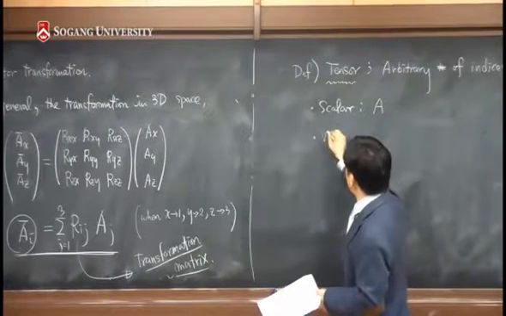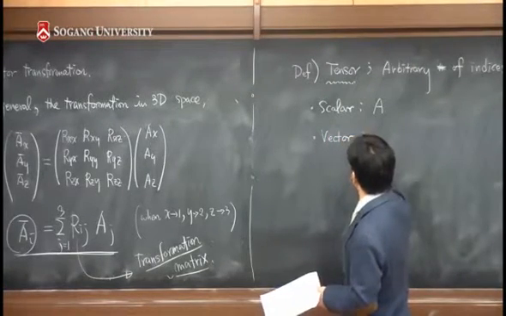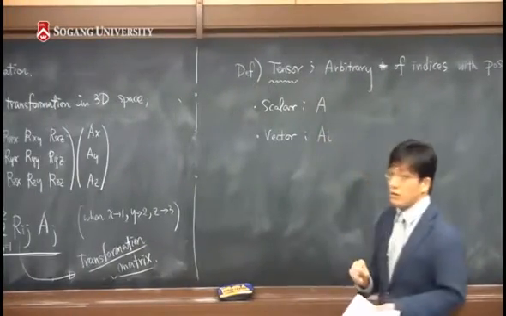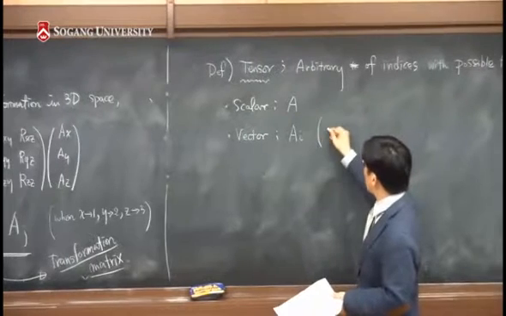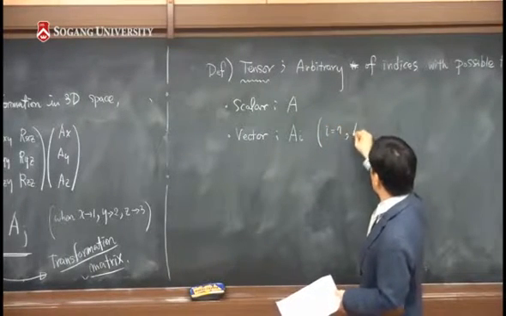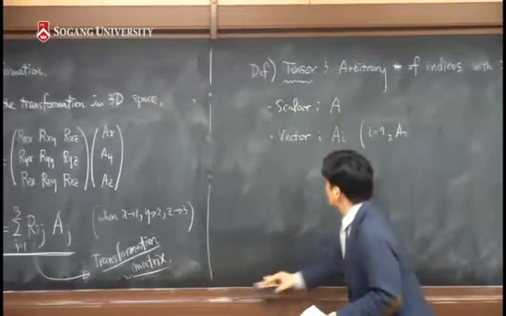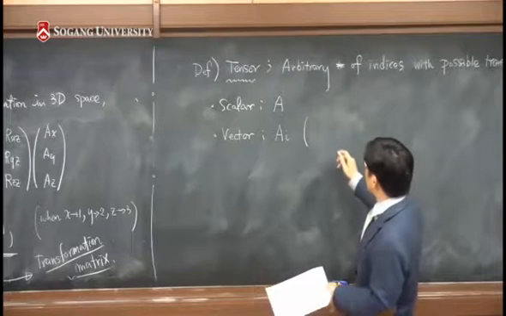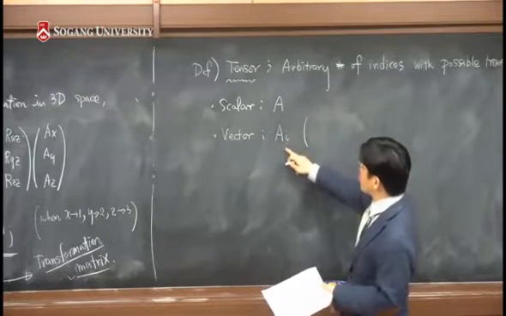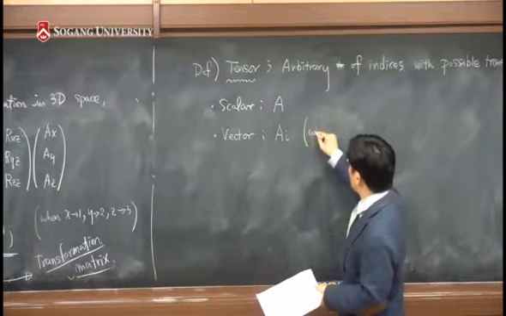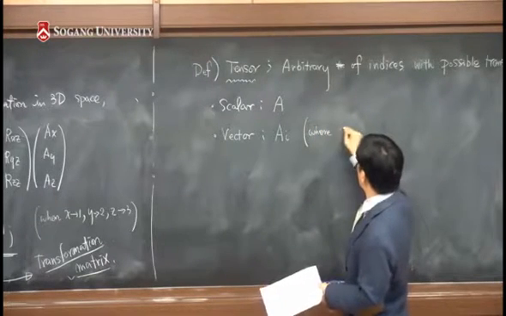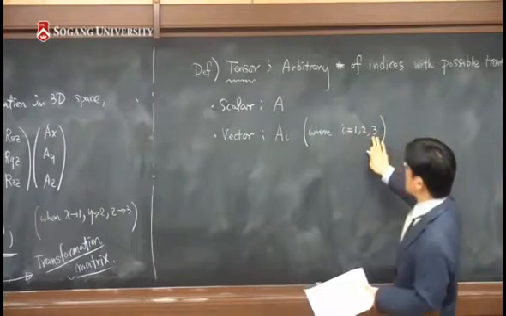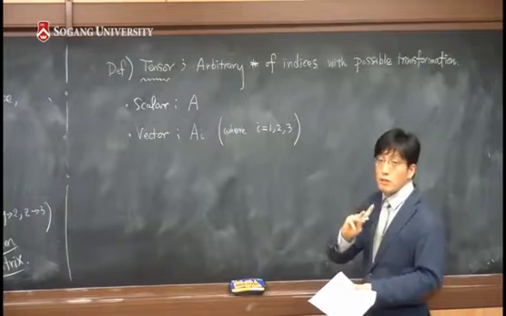But for the case of a vector, it only has one index, which can be denoted by this one. So which means when i equals 1, it means a_x. So let's say like this way. Where i can go 1, 2, 3. And if it goes from 1 to 3, it can be a three-dimensional vector. Okay?